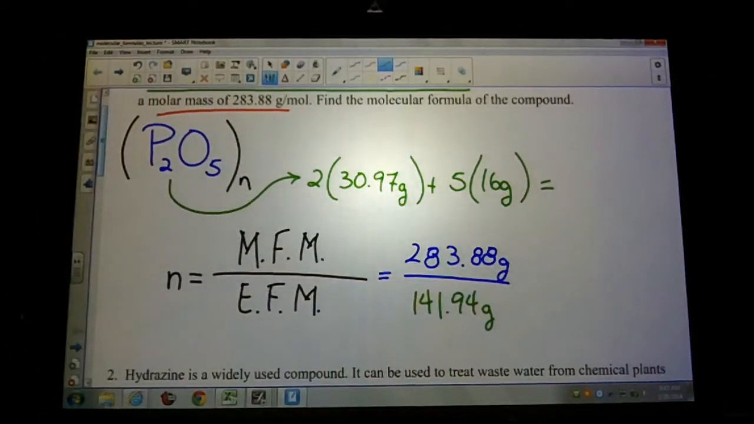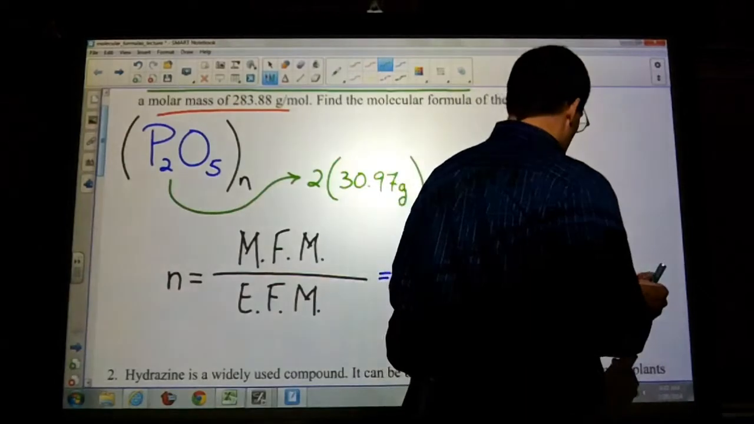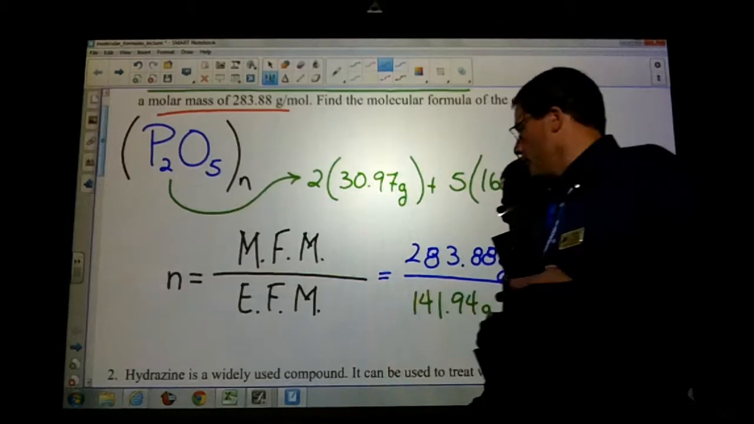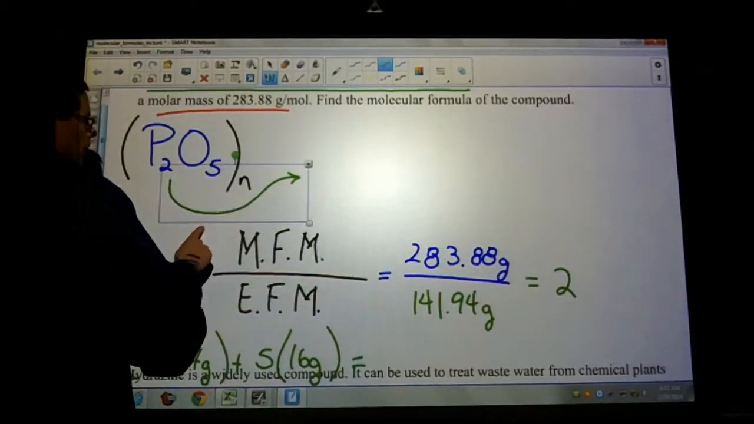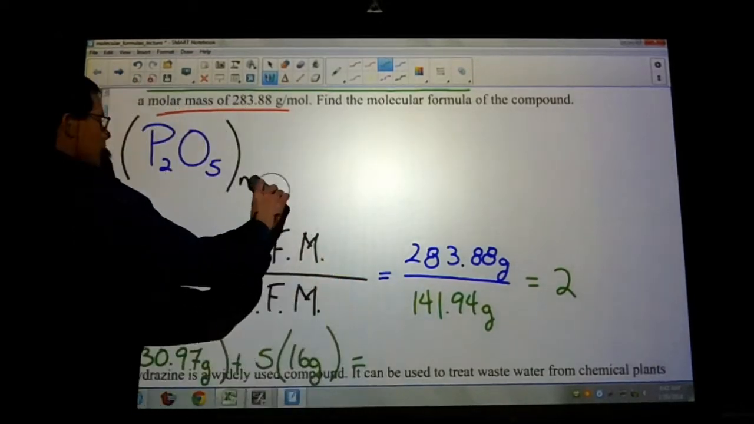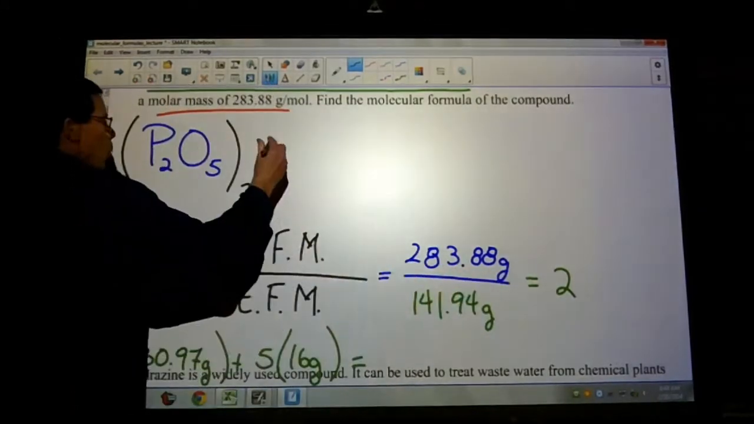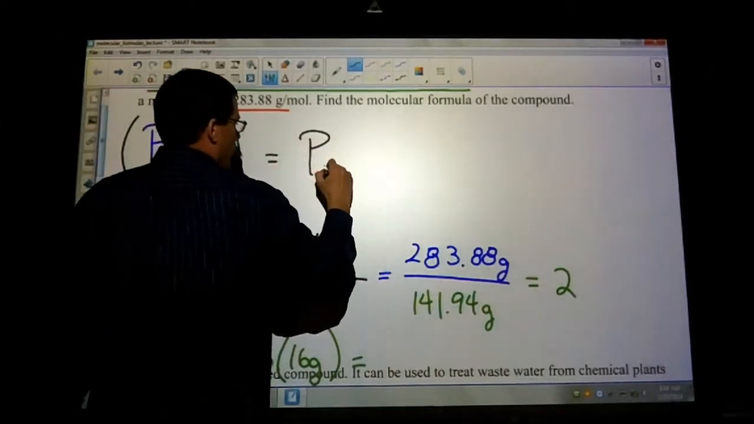Divide those two, what do you get? Yeah, and as a heads up, the n, or the multiplier, has to be a whole number. In this case, it gives us a value of like 1.99857, so 2. Our multiplier is 2, so we put a 2 there for our value. What is our molecular formula? You got it, P4O10.